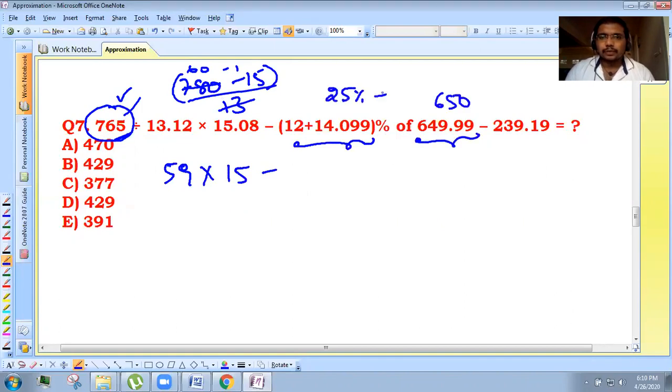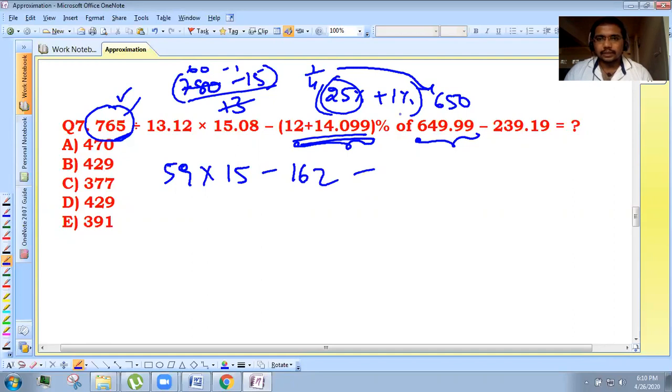25 percentage plus 1 percentage. 26 percentage. 25 percentage means what? 1 by 4 of 650. In 64, 4 how many times cancel? 16 times. 160 plus 160 plus, in 10 2 times cancel. 160, 2 times cancel. Minus 1 percentage of 650, 6.5 minus 239.